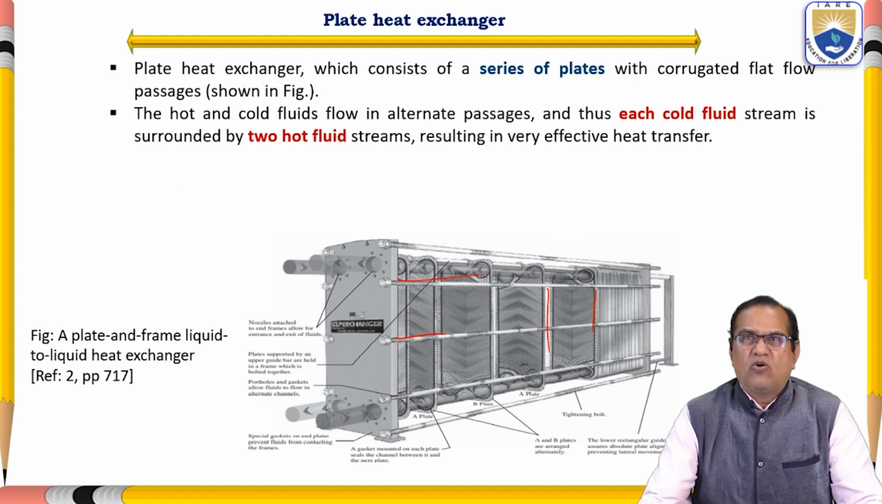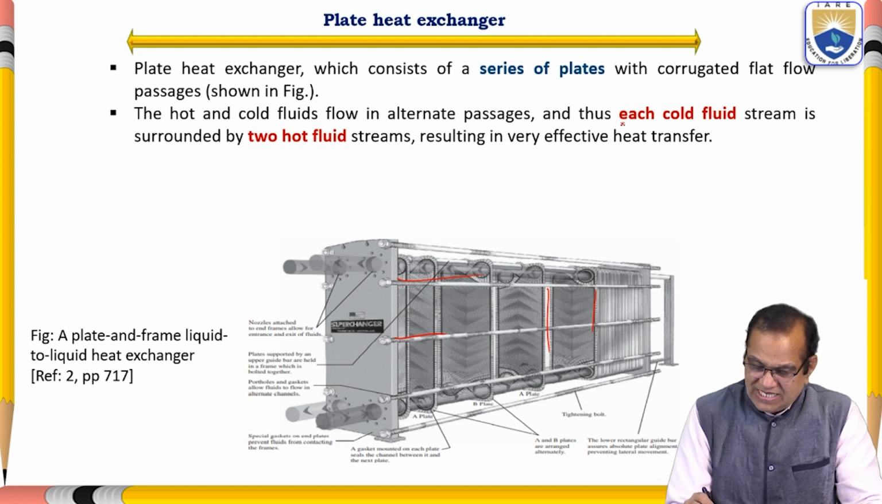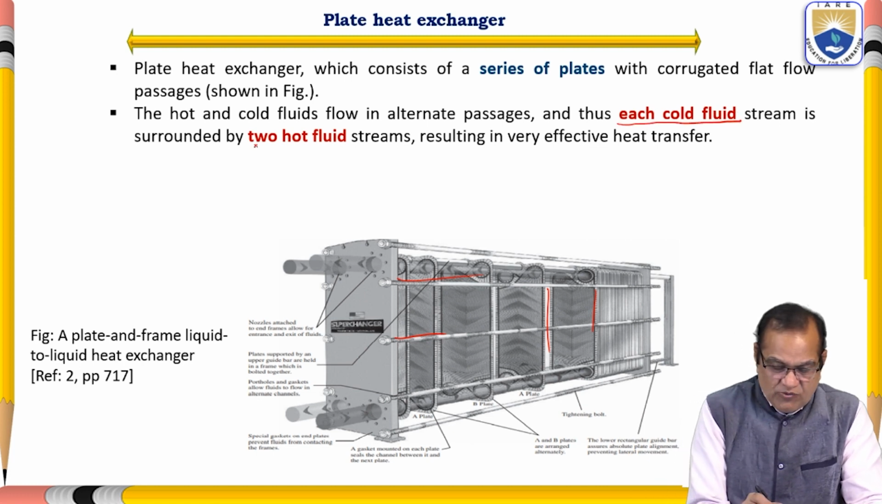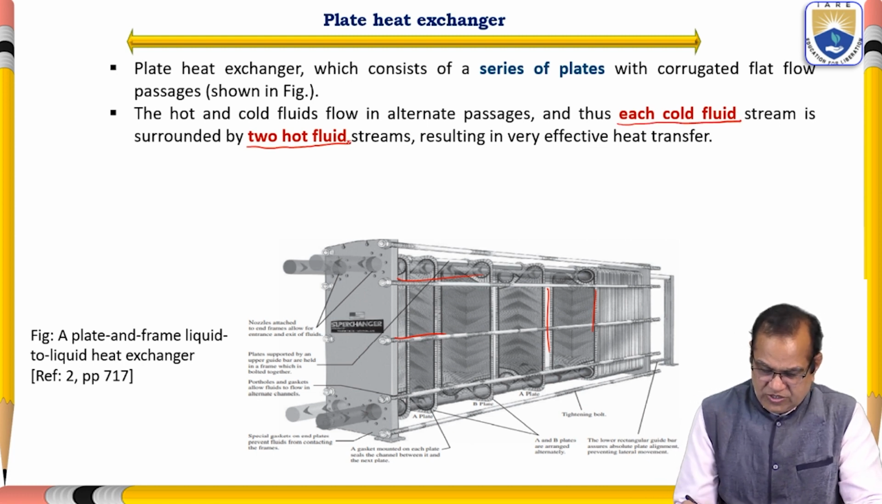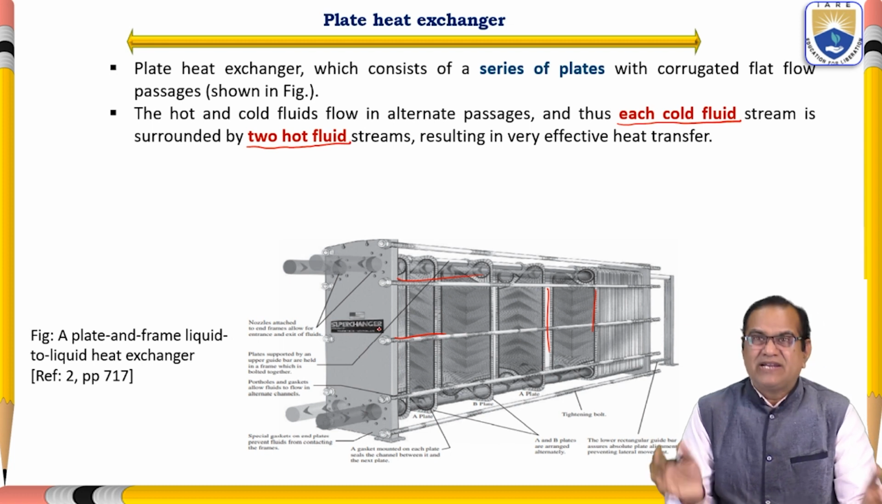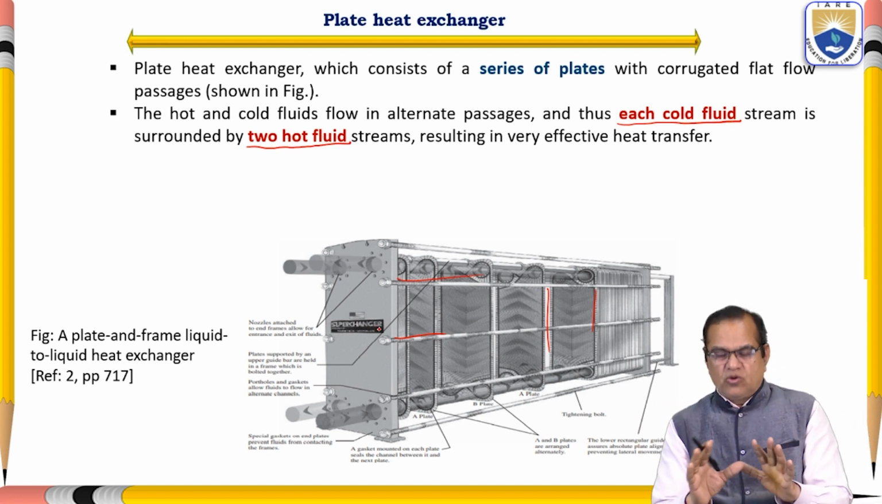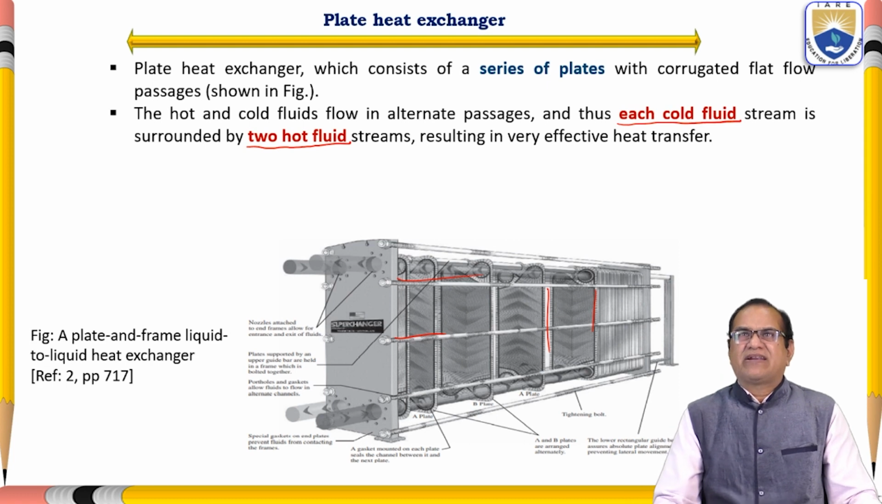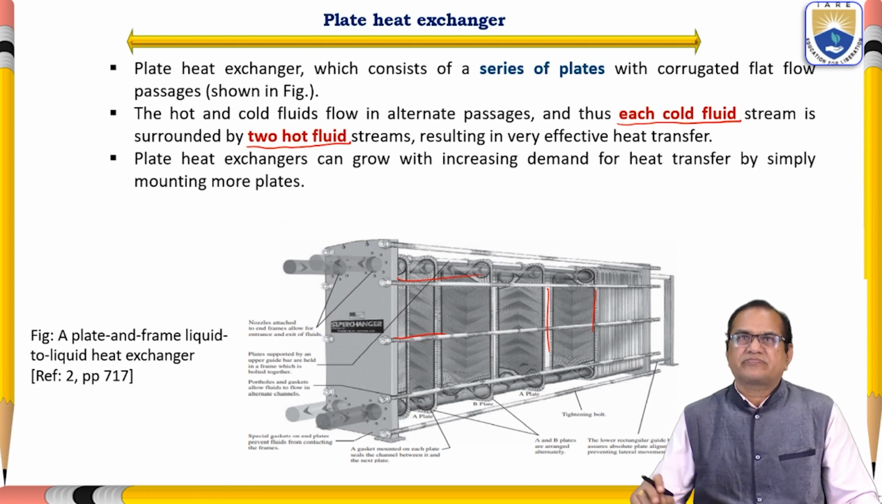The hot and the cold fluids flow in alternate passages, and thus each cold fluid stream is surrounded by two hot fluid streams, resulting in very effective heat transfer. So you can see each cold fluid is surrounded by two hot fluids, side by side with a hot fluid. So in this, a very effective heat transfer is taking place.